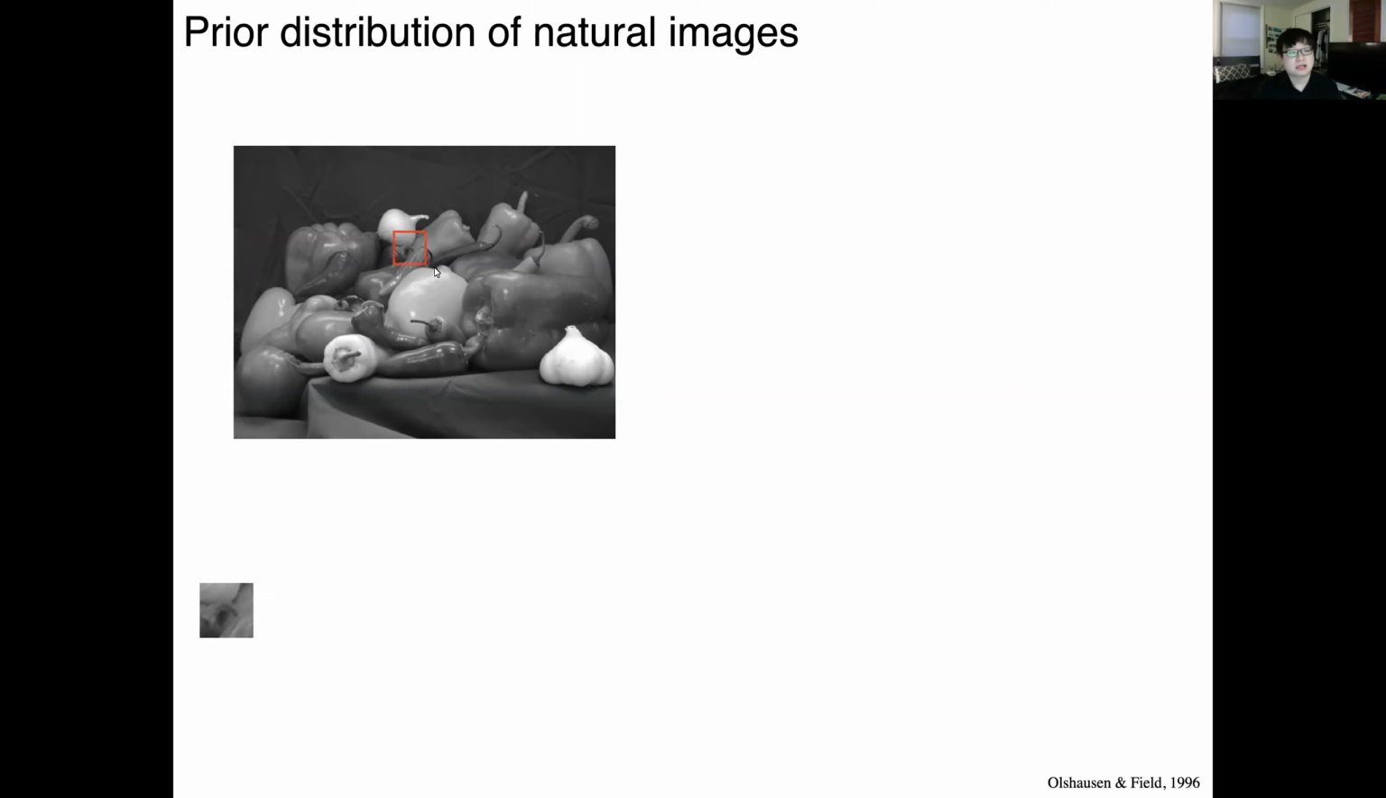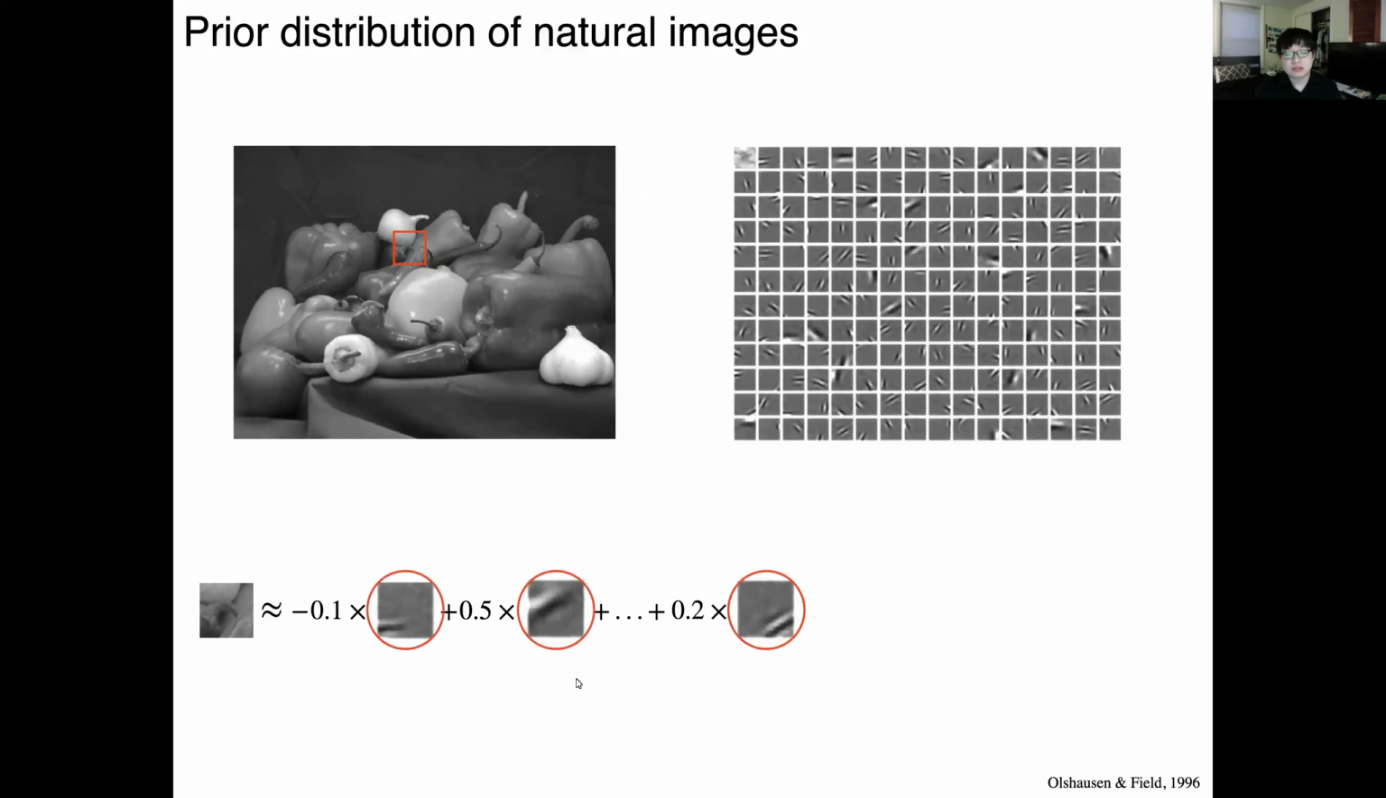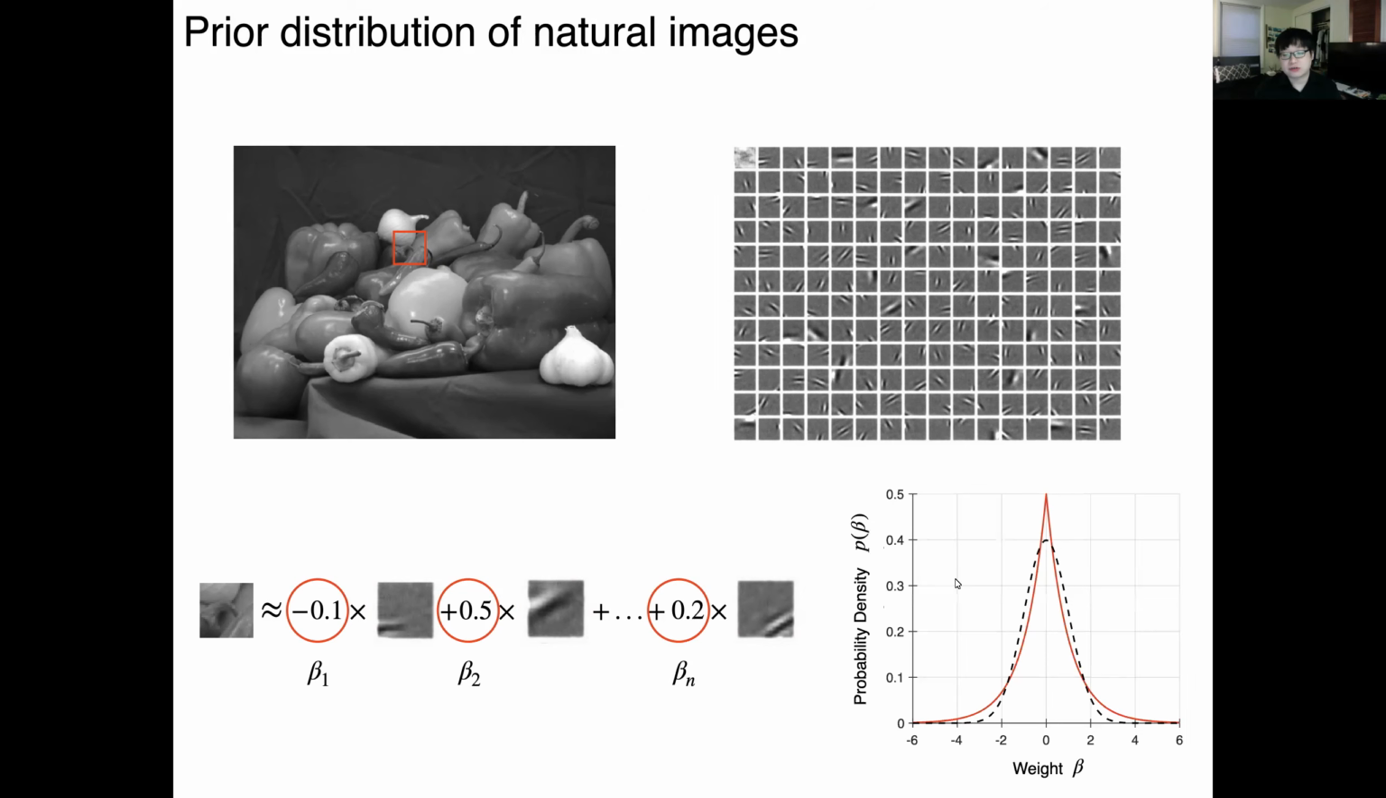The basic idea is for any small patch of natural image, we can model it as a linear combination, or weighted sum, of basis images. If we choose those basis images from a set of oriented edges at different scales, the distribution of coefficients can be characterized as sparse, as shown here on the right. So the red distribution is the distribution of coefficients, and the dotted black line shows a Gaussian distribution for comparison. As you can see, the red distribution is peakier at 0 and has a longer tail.